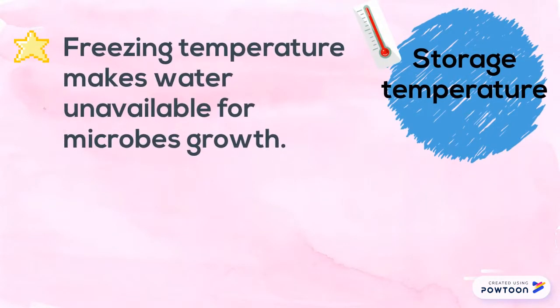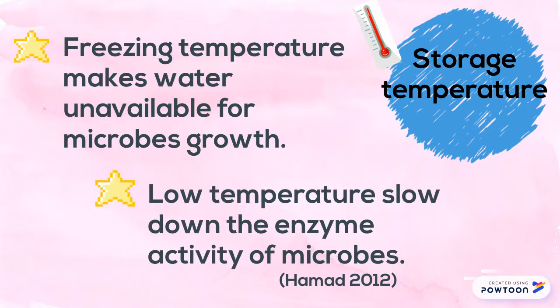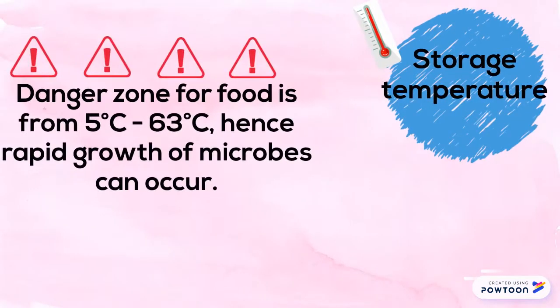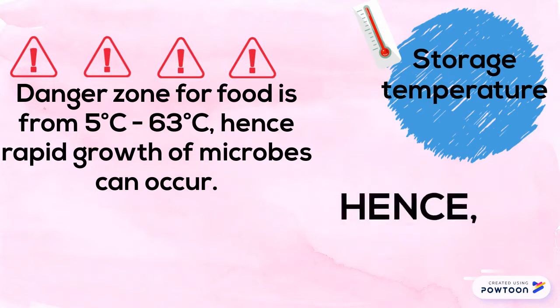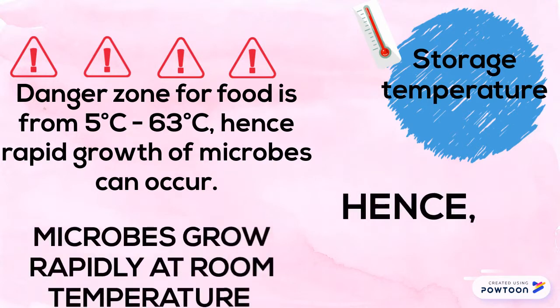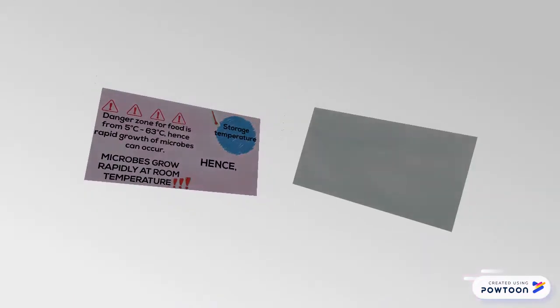Storage temperature. Freezing temperature turns water into ice crystals, which are unavailable for the growth of microbes. Also, low temperature slows down the enzyme activity of microbes. It is known that the danger zone for food is from 5 degrees Celsius to 63 degrees Celsius. Hence, this temperature supports the growth of microbes. Hence, it can be concluded that microbes grow rapidly at room temperature.